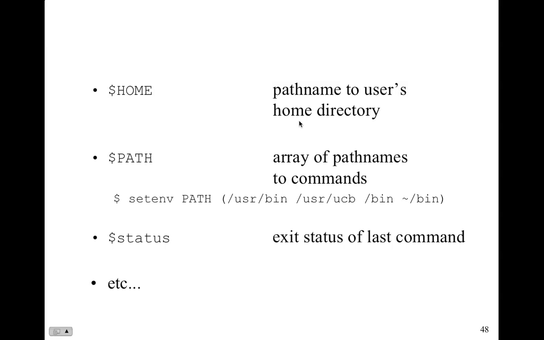We have home, we've seen this already, the path name of the user's home directory, and path, the array of path names. We can set the environment path to a couple of different directories. This is essentially what affects the user's experience, actually. Because if it's not in their path, it's just like Windows. If it's not in your path, you don't have access to it. So when you type in Java, you're not going to get anything, even though it's installed on your computer.